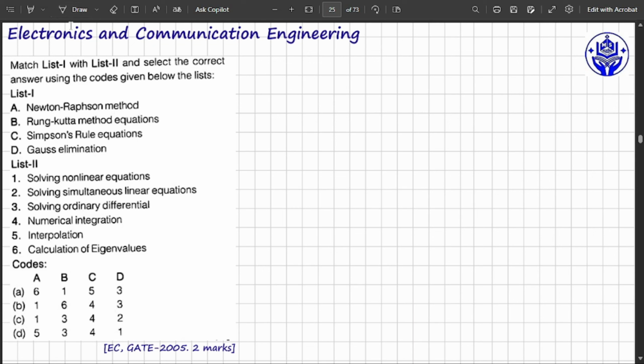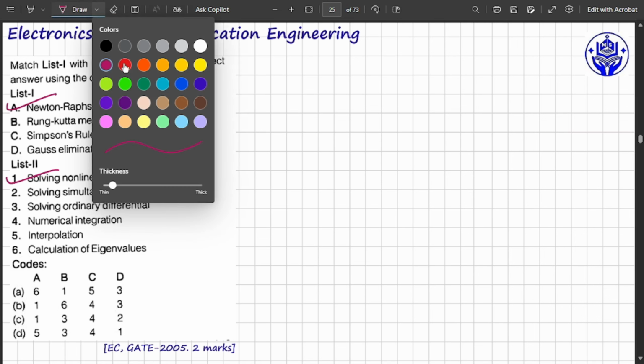Next is related to electronics and communication engineering. Here we have match list one and list two, and we select the correct answer using the codes given below the list. A is the Newton-Raphson method. The Newton-Raphson method is for solving non-linear equations, so this is the first one.